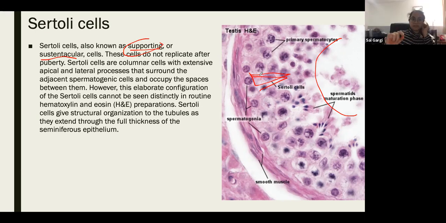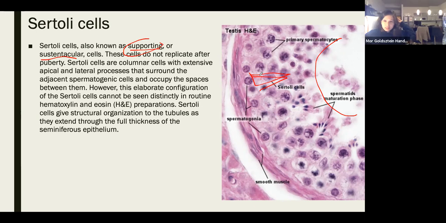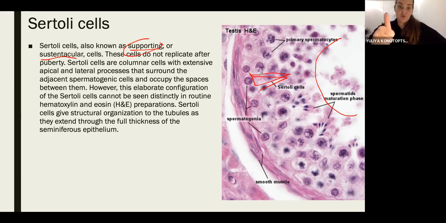So tight junction. Mullerian. I wanted Mullerian, but tight junction is also good. Barrier is also a function, but I wanted the anti-Mullerian hormone. So don't forget that it actually is in a way an endocrine cell because it does make anti-Mullerian hormone.